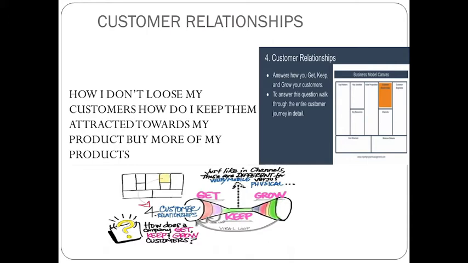So you have to have a complete walkthrough of the entire customer journey in detail, in this particular customer relationship. One way you can retain your customer relationship is by taking regular feedback. You can have chatbots. For example, Amazon has a chatbot, so continuous interaction with the customer can happen through that.